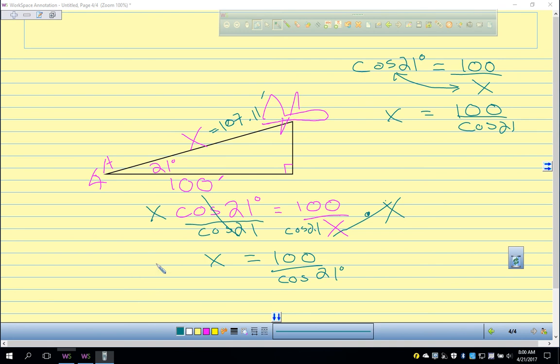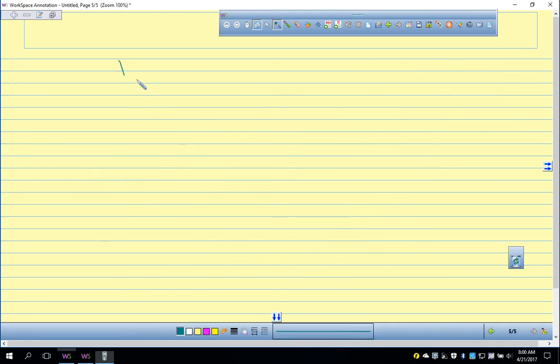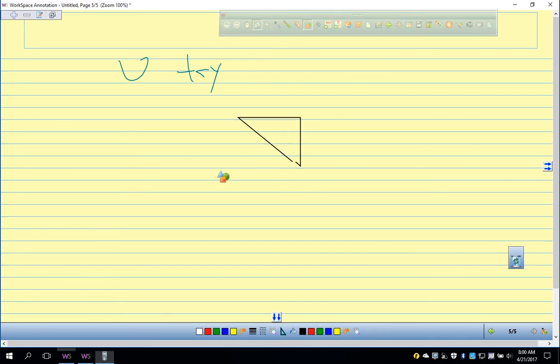You want to try one? Here, you're going to try one. Everyone has a scientific calculator? Yeah. You need to have a scientific calculator, and it needs to be in degree mode. That's not the picture I want. This is the picture I want.